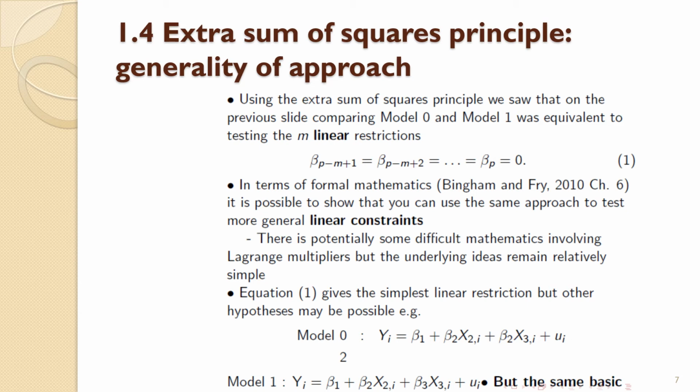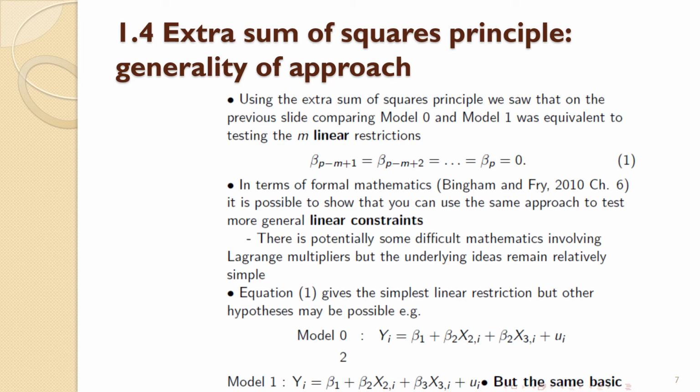So in terms of formal mathematics, what is really going on here is something called linear constraints, and it says that you can use the same approach to test more general linear constraints, not just that these beta values in equation 1 are all equal to 0.